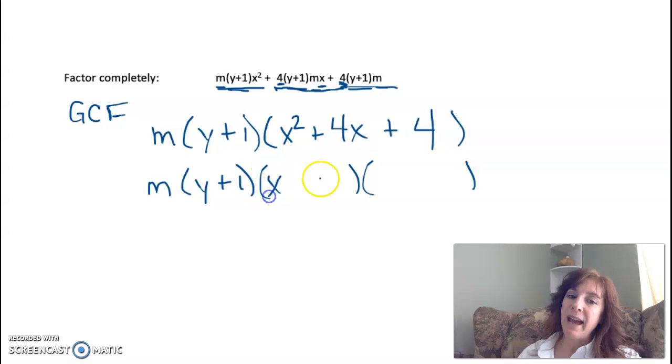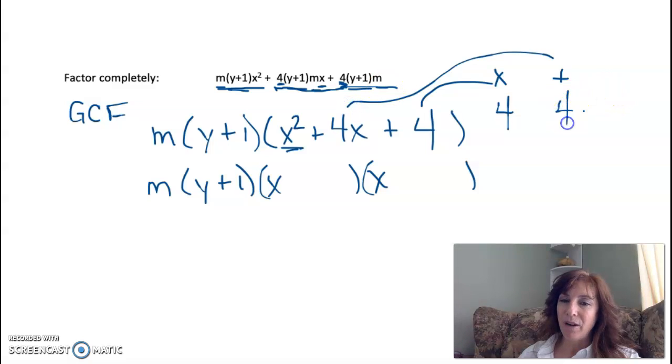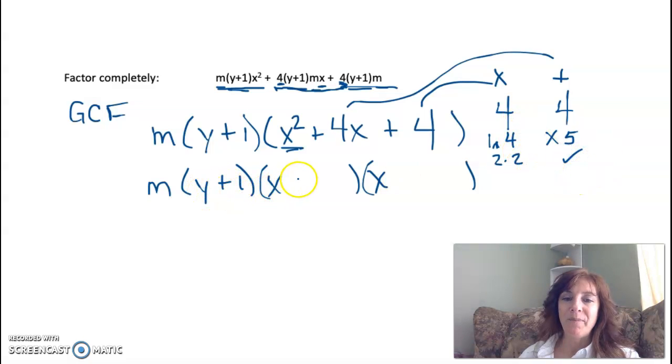They will both begin with x because the whole trinomial begins with this x squared. I need to find out what multiplies to give me this last term 4 and what adds to give me this middle term 4. Now that's odd. 1 times 4 multiplies to give me 4, but it adds to give me 5, so that doesn't work. 2 times 2 multiplies to give me 4 and adds to give me 4. So 2 and 2 are the numbers I need in my binomials.